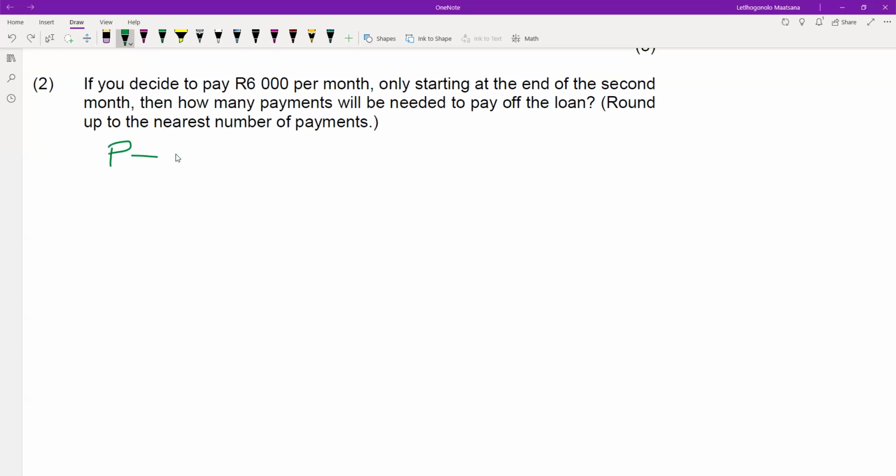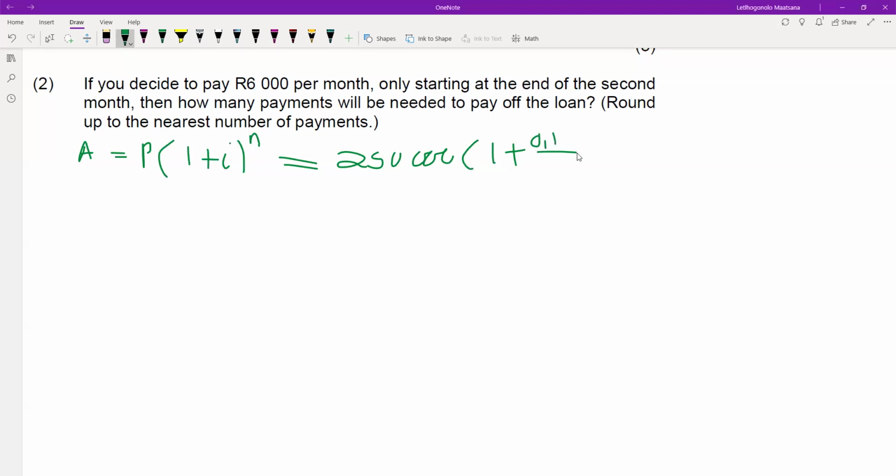A would be equals to P(1 plus I) to the power of N, where your P is going to be then 200,000, (1 plus 0.1, which is the interest rate, divided by 12). And then we are looking for N, but in this case, it's just 1 month. So we can put that there and calculate the value of the accumulated.